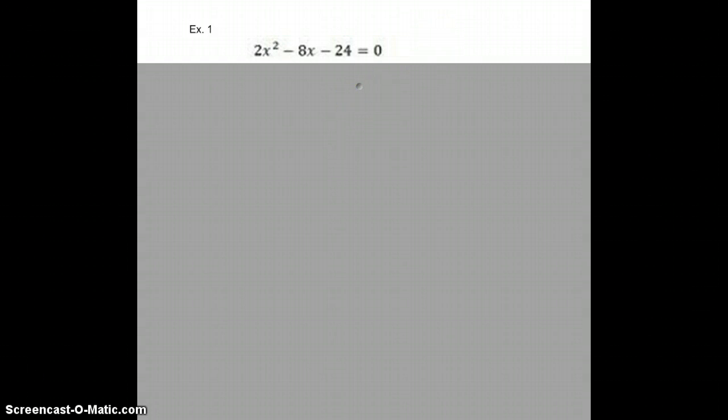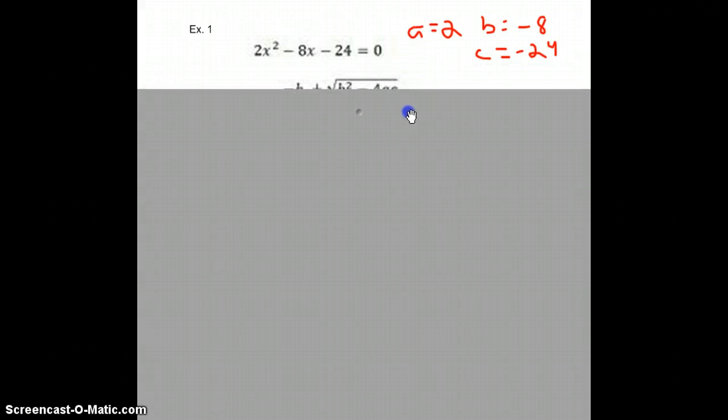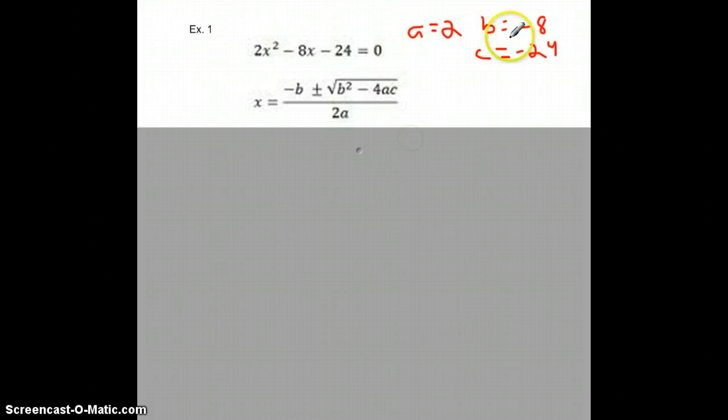So if we take a look here, our a, you guys know this, a equals 2, b equals negative 8, and our c equals negative 24. And with that, this really just goes back to the ideas that we learned in Chapter 1, plugging in given numbers for a variable expression. So here's our equation. We're just going to take these numbers and plug them in for the respective letters.